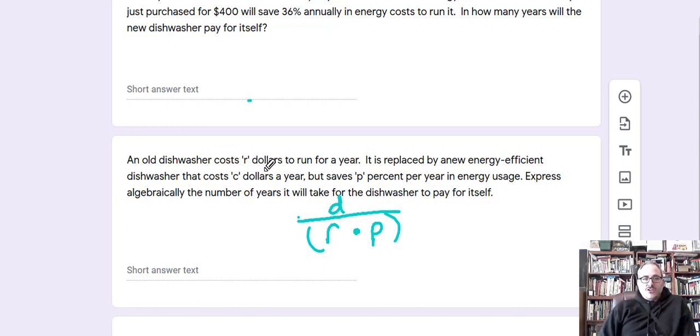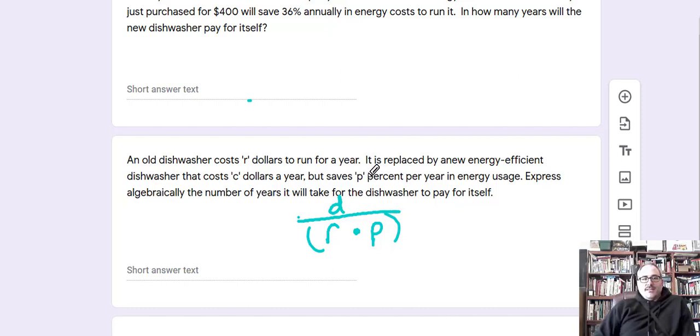An old dishwasher costs R dollars to run. Let me just rethink this, make sure I got this right. An old dishwasher costs R dollars to run for a year, right? It's replaced by a new energy-efficient dishwasher that costs C dollars a year, but saves P percent.